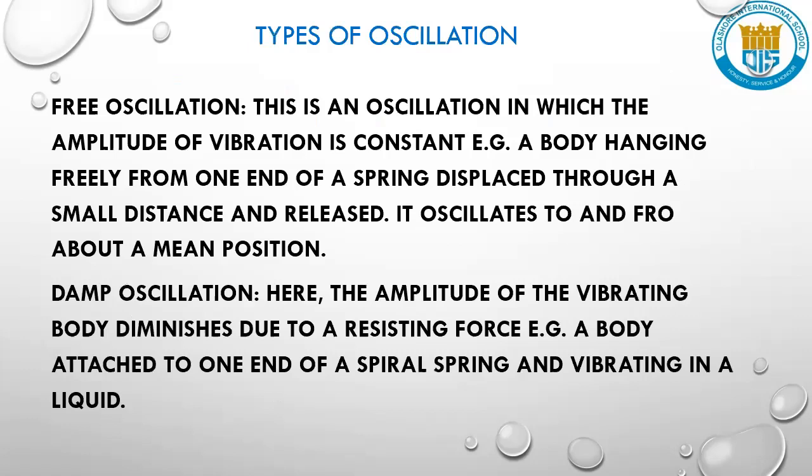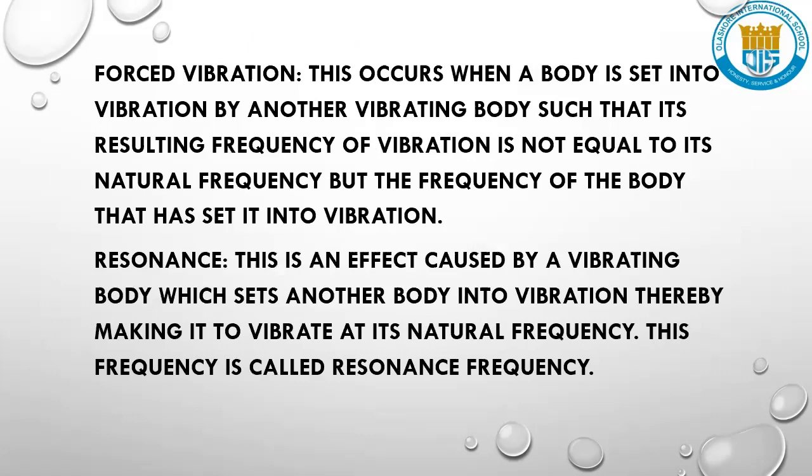Finally, we have types of oscillations as we round up. We have the free oscillation. Free oscillation is the type we have with our pendulum bulbs, where you just hang your bulb and it begins to move about a mean position. That's the free oscillation. Damped oscillation is a kind of oscillation in which there is something or a substance that is reducing the amplitude of that oscillation with time. An example is when you have a loaded spring that is vibrating in a liquid. That liquid will resist that vibration with time.